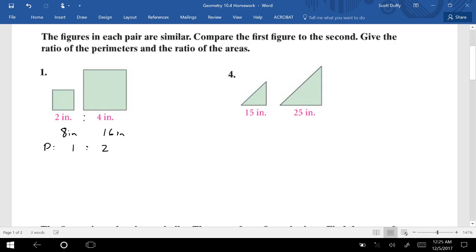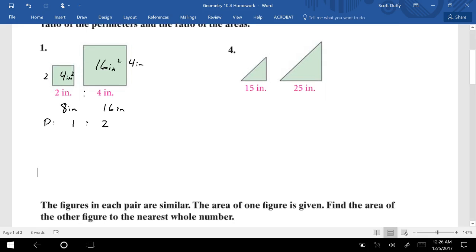Now, the areas. If this is a square, it's 2 by 2, which makes this 4 square inches. If this is a square, this is 4 by 4, which would make this 16 square inches. 4 to 16 simplifies to be 1 to 4.